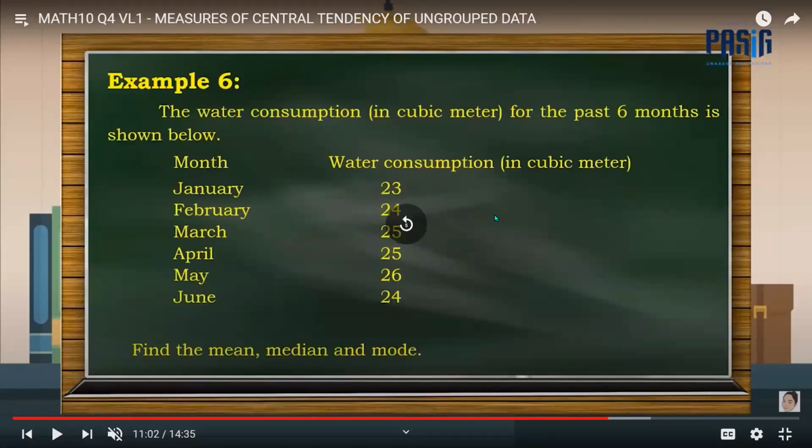So let us try finding the mean, median, mode of this. Example number 6. So the water consumption in cubic meter for the past 6 months is shown below. So this is for January, February, March, April, May, and June. So January is 23.